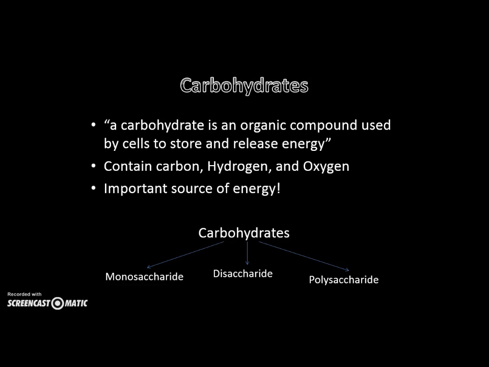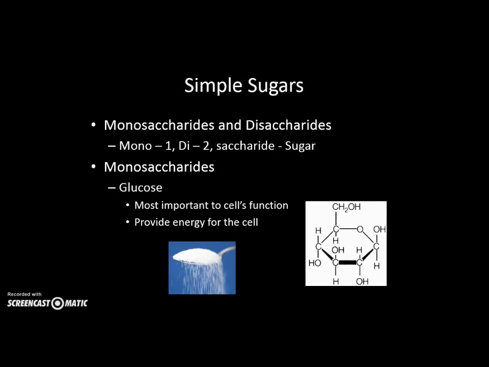We will begin by talking about monosaccharides and disaccharides, which are also called simple sugars. Mono means one, di means two, and saccharide means sugar. An example of a monosaccharide is glucose, which is most important in the cell's function, and it provides energy for the cell. Down below you can see an image of a glucose molecule. As you can see, it is only composed of one carbon ring.